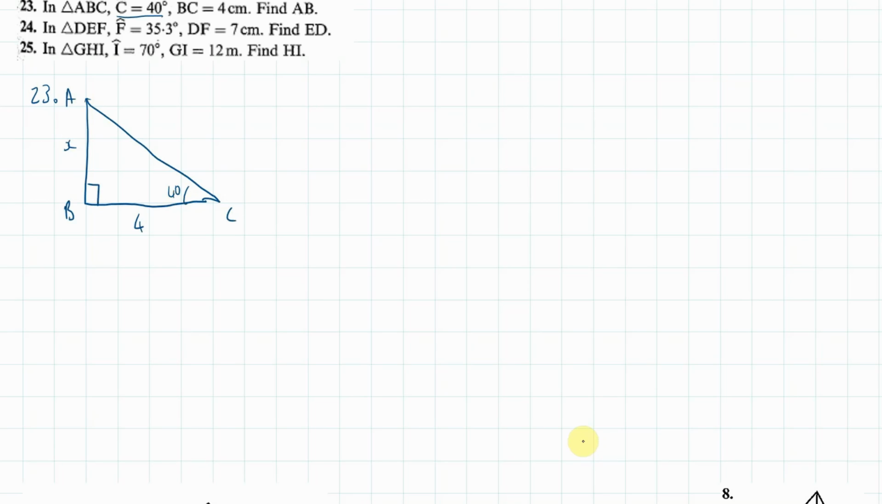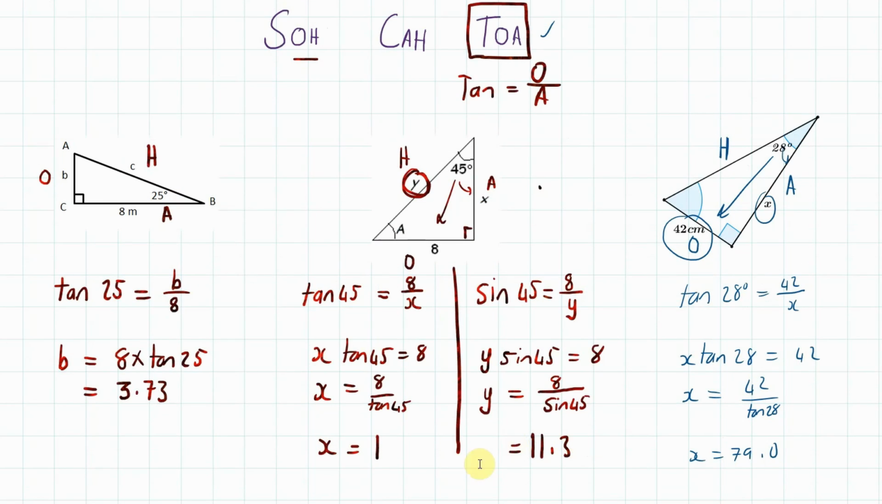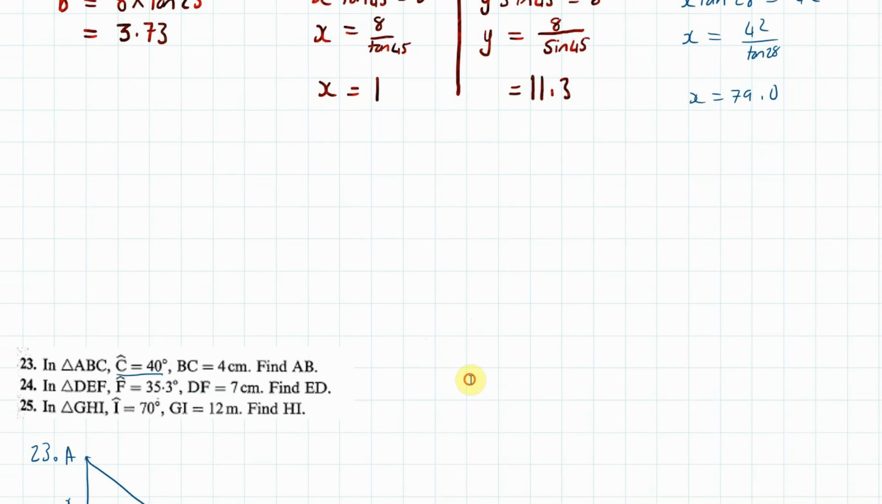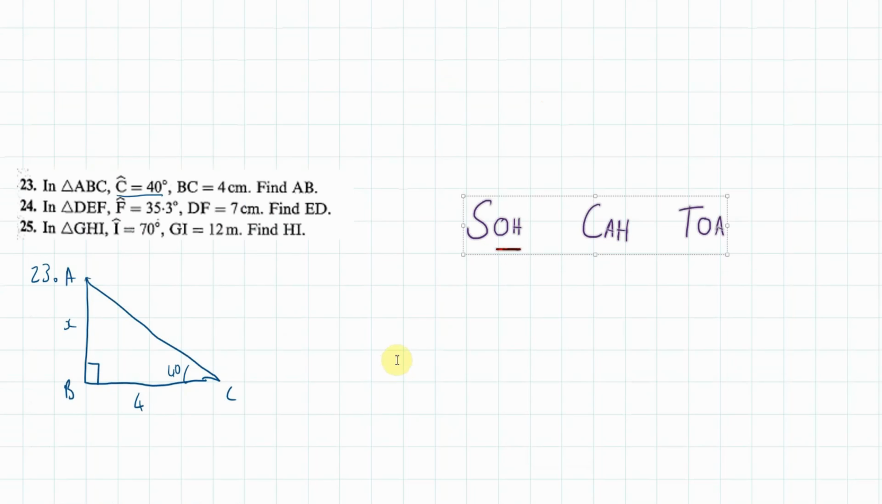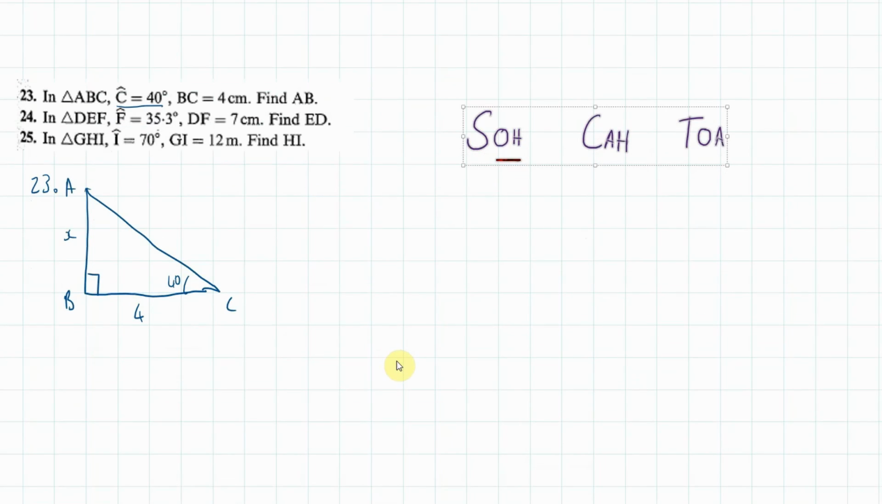So let's think about this. Maybe I'll bring my SOH CAH TOA stuff down again. There's my SOH CAH TOA. What have I got here, team? Well, you can see that this is the hypotenuse. This is my opposite, because it's opposite the 40, and this is my adjacent. So what have I got? I've got an A and an O. Oh my goodness, it's another tan.